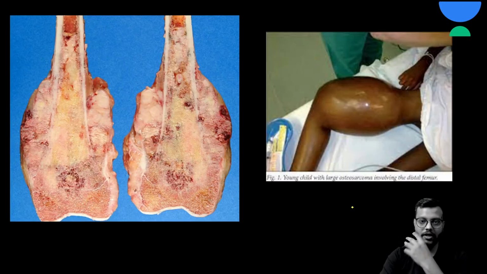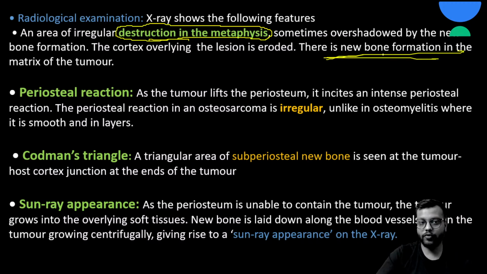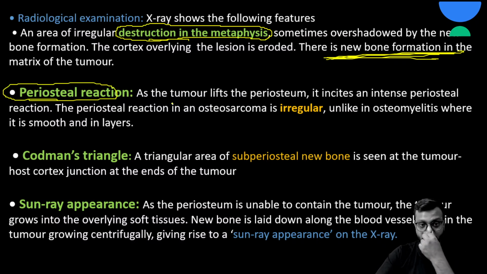Here you can see the gross that we have discussed. Okay, now radiologically, the classical finding will be destruction of the metaphysis, and since it is osteogenic, another classical feature will be new bone formation, seen as periosteal reaction. But why is it different from other periosteal reactions? Because first it is irregular, and second it is very intense.